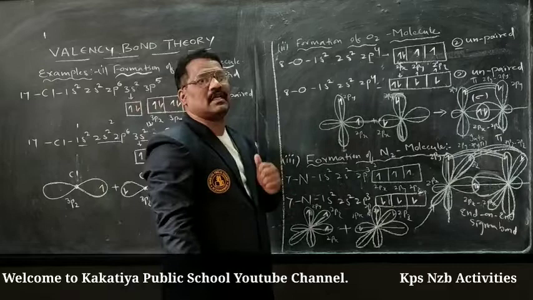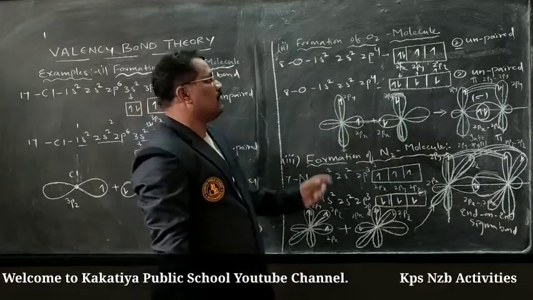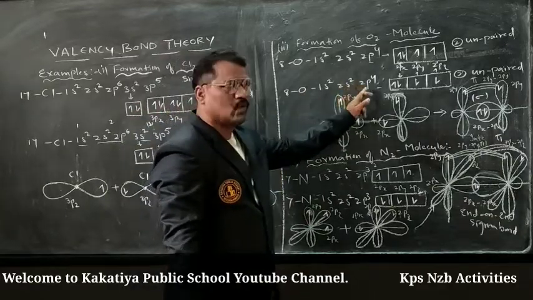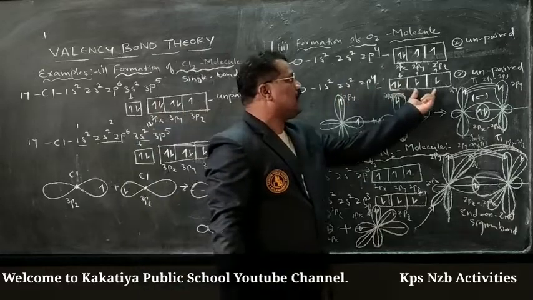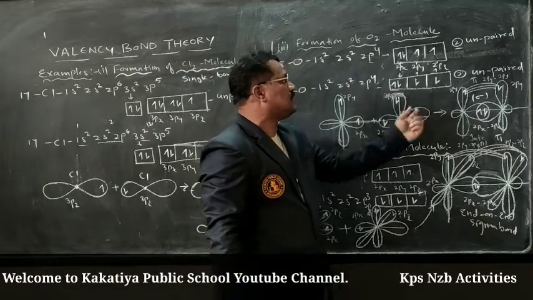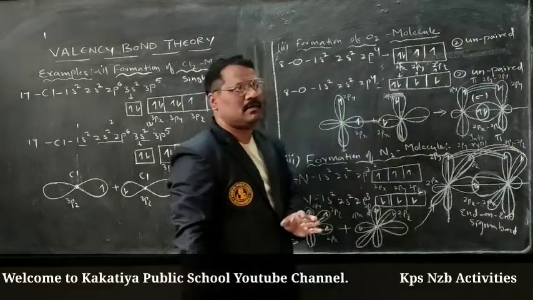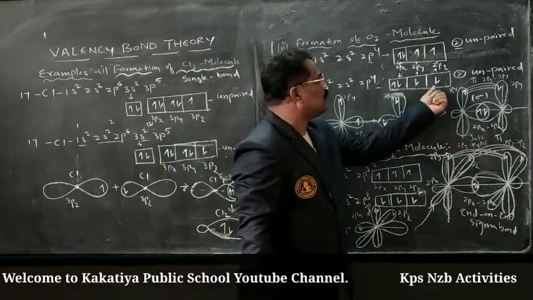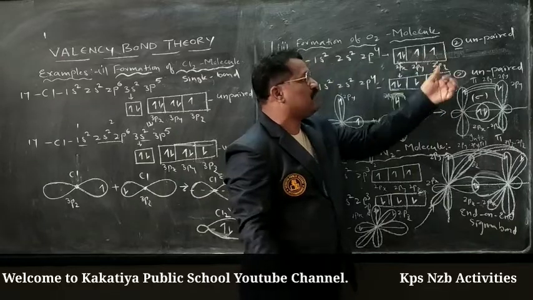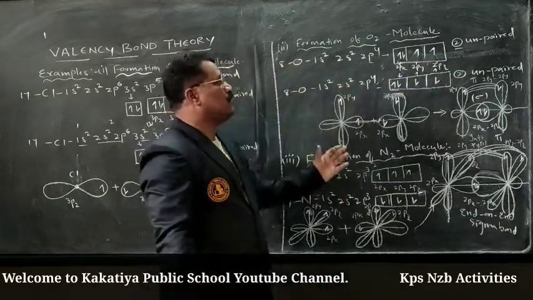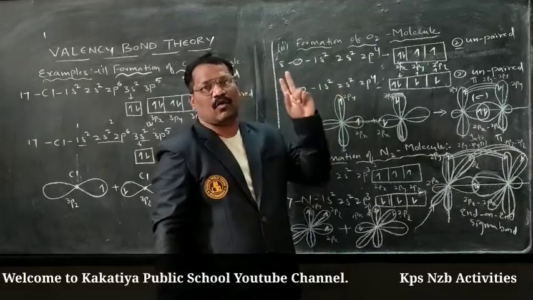Coming to one more atom, the oxygen atom, whose electronic configuration is 1s2, 2s2, 2p4. Diagrammatically, if I represent it in this way, 2px and 2py are unpaired electrons. Therefore, 2px and 2py overlap with each other to form two covalent bonds.